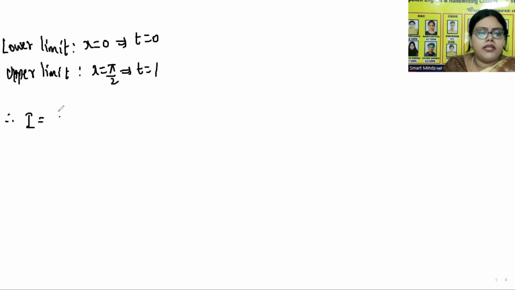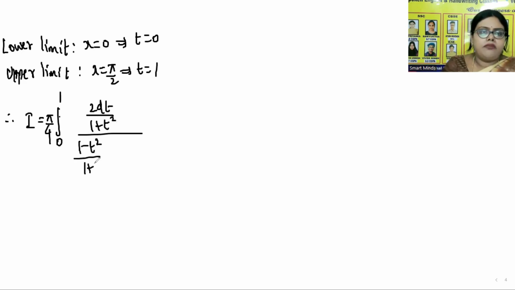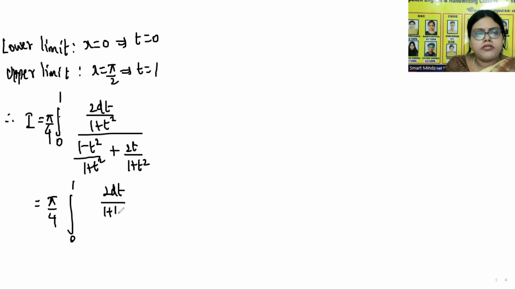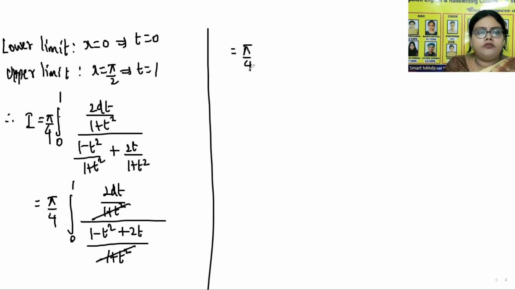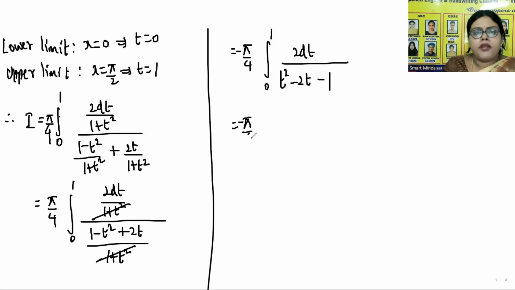So what will be I? I is equal to pi by 4 integral 0 to 1 2 dt by 1 plus t square by 1 minus t square by 1 plus t square plus 2t by 1 plus t square. Now that is equal to pi by 4 integral 0 to 1 2 dt by 1 plus t square by 1 minus t square plus 2t by 1 plus t square. So 1 plus t square, 1 plus t square cancel. That is equal to pi by 4 integral 0 to 1 2 dt by. Now if I take minus common from the denominator, we will get a minus outside and the denominator will change as t square minus 2t minus 1. So that is minus pi by 4 integral.